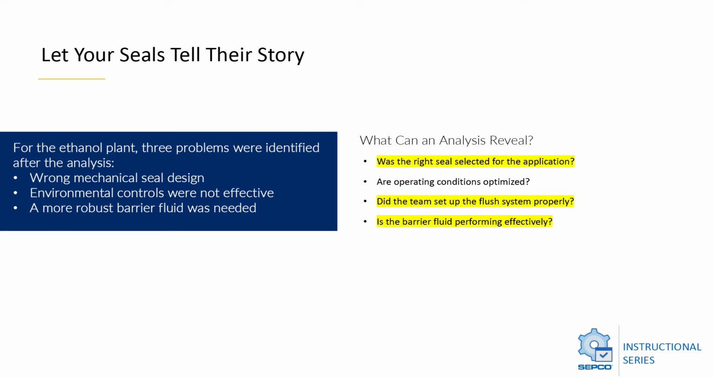At this specific plant, there were 3 problems identified by doing an analysis on a seal that had come out of there. The wrong seal design was being used. The environmental controls were not effective and they were not set up properly. And a more robust barrier fluid was needed. Flushing with water or glycol water is not going to work in this application. So as you can see, 3 of the 4 contributing factors that we look at were present in this analysis and helped us determine what was going on, so that we could fix that problem moving forward.